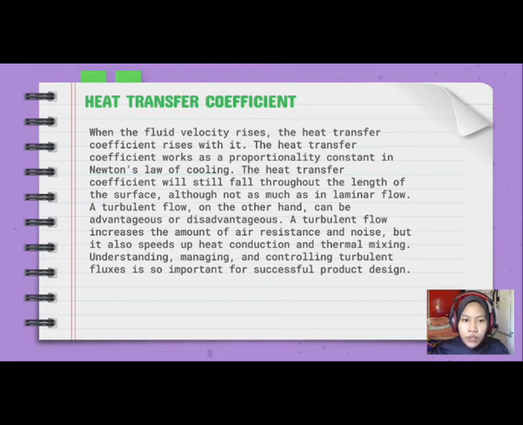The heat transfer coefficient will still fall throughout the length of the surface, although not as much as in laminar flow. A turbulent flow, on the other hand, can be advantageous or disadvantageous. A turbulent flow increases the amount of air resistance and noise, but it also speeds up heat conduction and thermal mixing. Understanding, managing, and controlling turbulent fluxes is so important for successful product design.